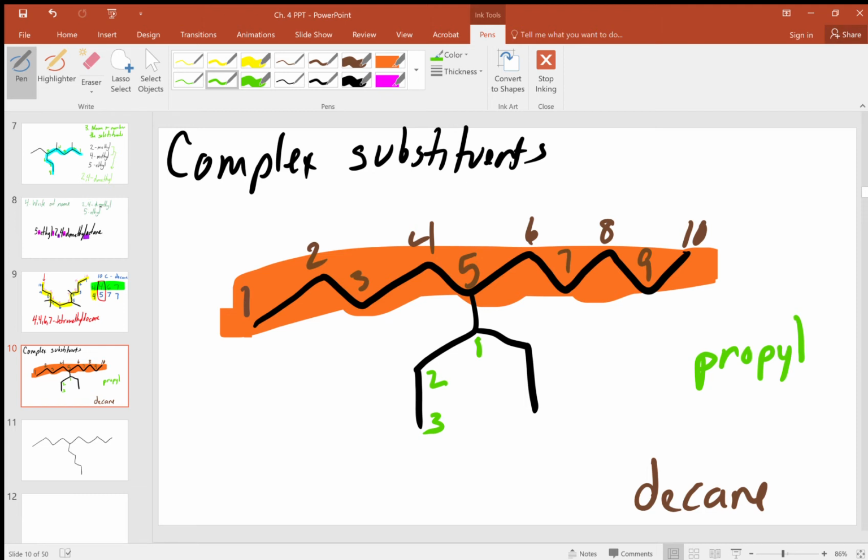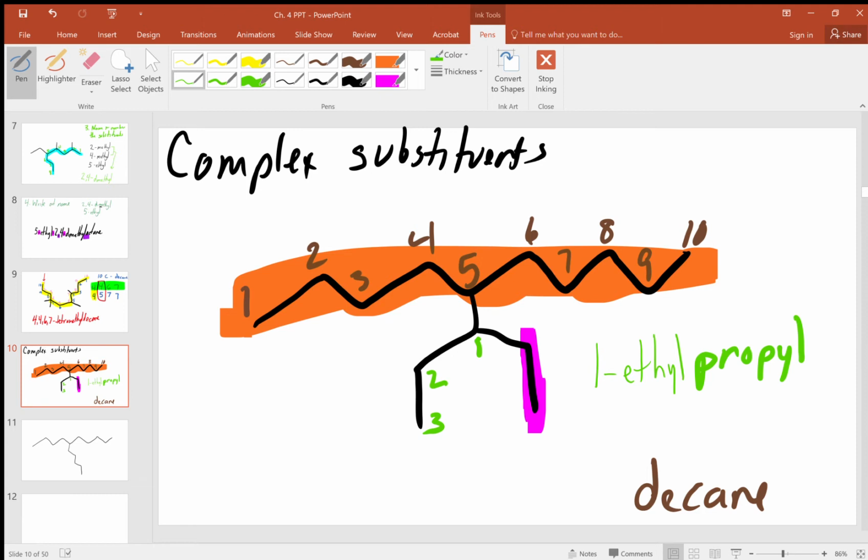How long is our substituent coming off the propyl? Or to put it very poorly, how long is the substituent within the substituent? Well, our substituent within our substituent is 2 carbons. They're connected at the first carbon in the substituent, so this becomes 1-ethyl propyl.